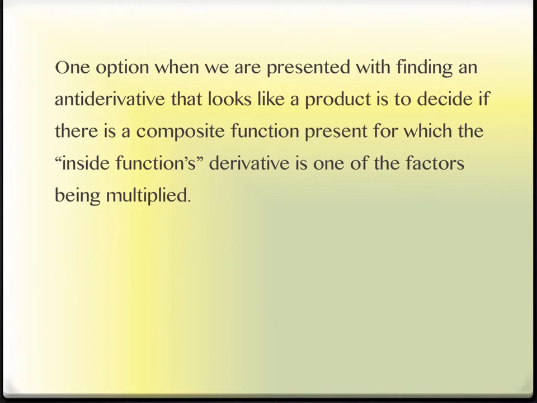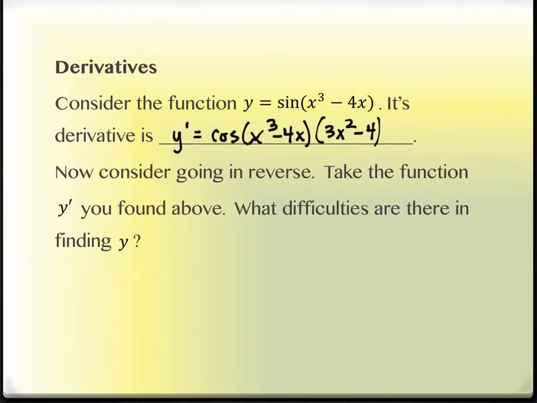So one option we're presented with finding an antiderivative that looks like a product is to decide if there's a composite function present for which the inside function's derivative is one of the factors being multiplied. So what that just said is that the inside function here has its derivative out here. That's the key. If that's what's happening, then we're able to use integration by substitution, which is what we're seeing in this section. If the inside function, the part that's circled, has its derivative as a product on the outside.